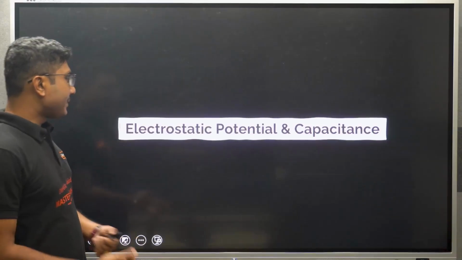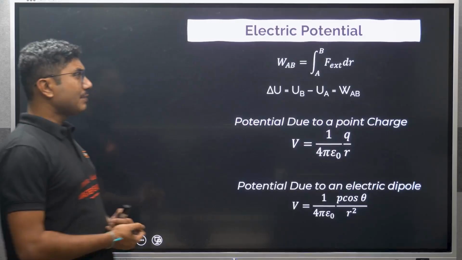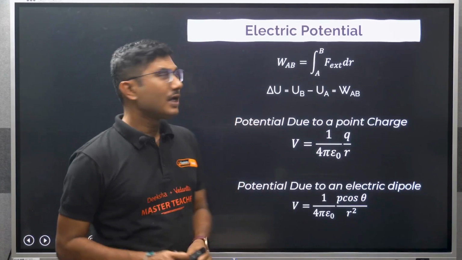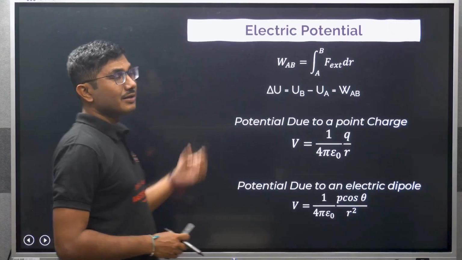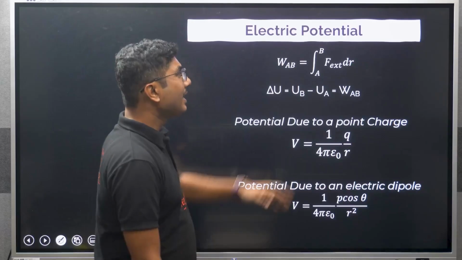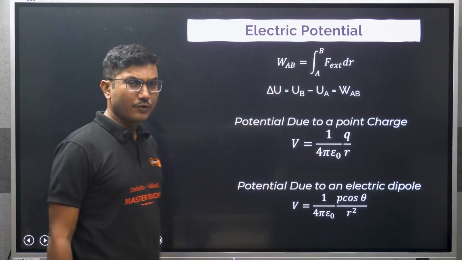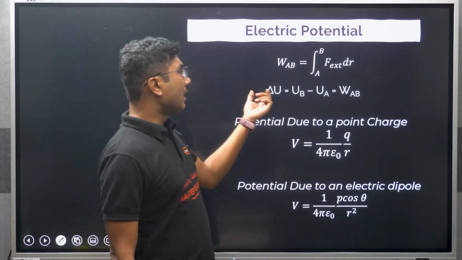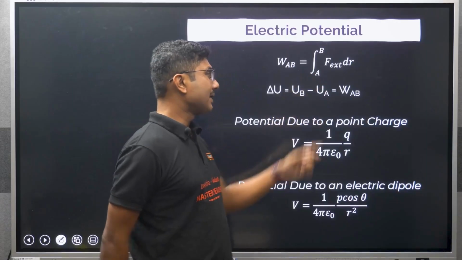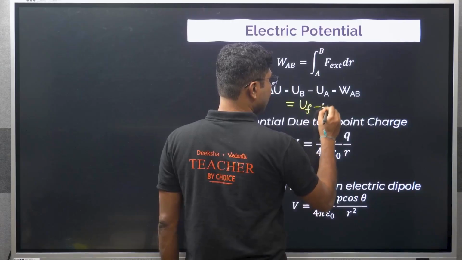Now next chapter, electrostatic potential and capacitance. In electrostatic potential we learned about the work done to move a charge, right? To calculate work done in general we use this formula: the external force that we have applied times a small displacement, and then integrate it from the starting to the final position. In terms of potential energy, it is given by the final potential minus initial potential. You can write this as final minus initial.